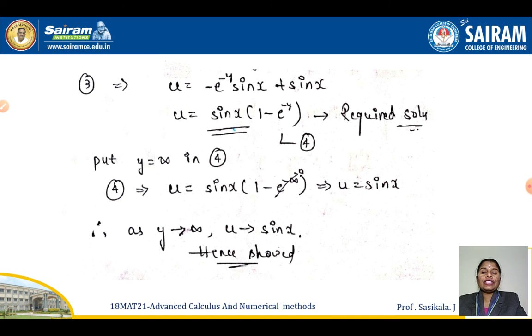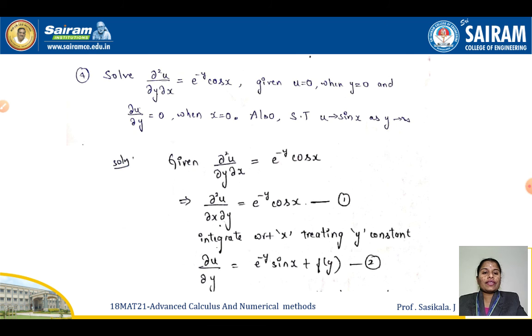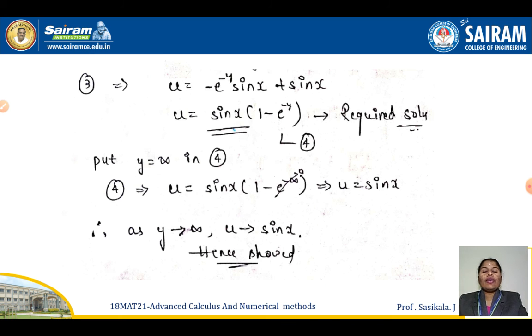But one more thing is asked. What is that? u tends to sin x as y tends to infinity. So we have to show what your u value is as y tends to infinity. In this equation, replace y with infinity: e power minus infinity goes to 0, right? So u will be sin x. So we have proved that as y tends to infinity, u goes to sin x. That's all. Okay. Thank you.